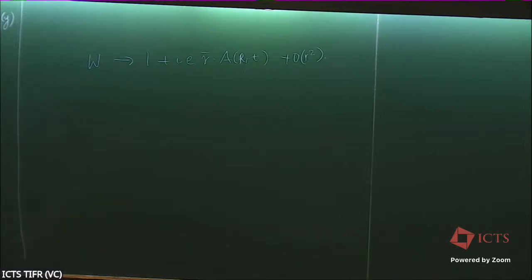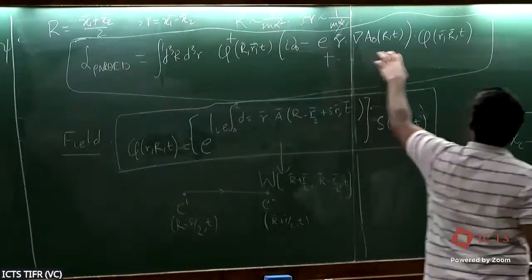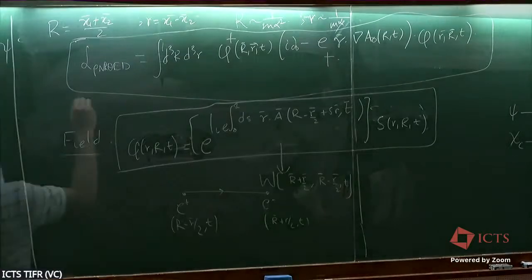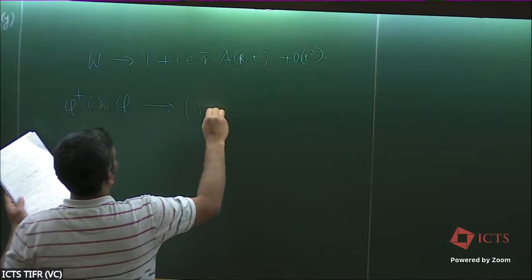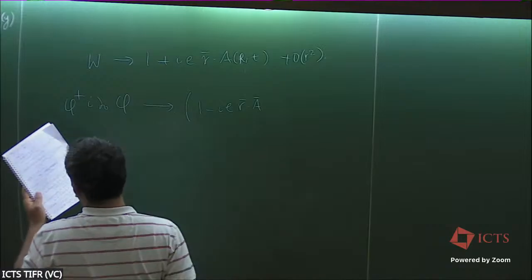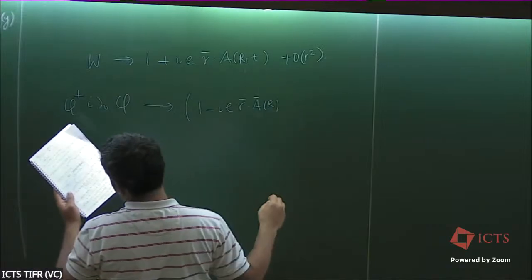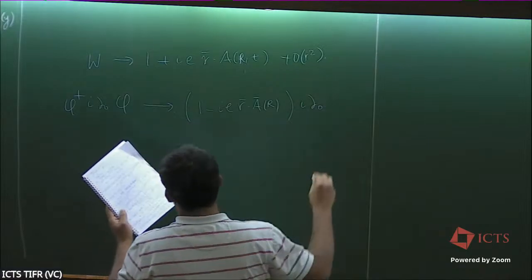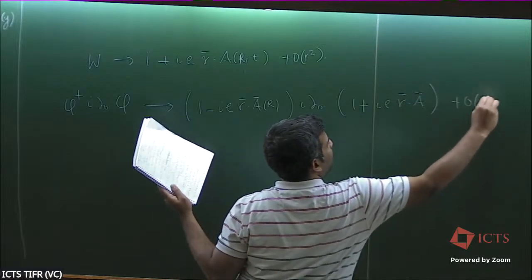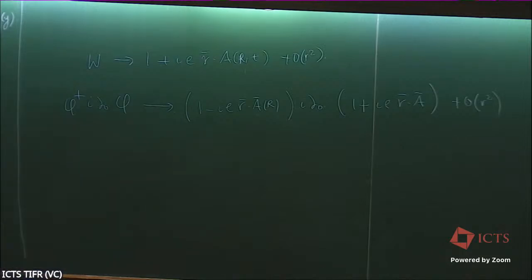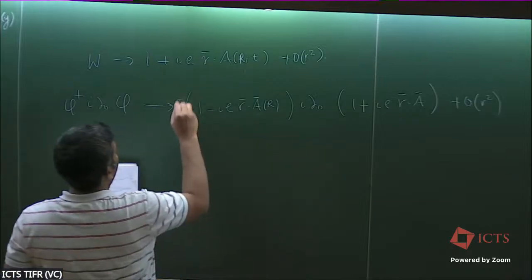So what is the first term that we have, which is phi dagger i del 0 phi. So phi dagger i del 0 phi would go as 1 minus i e r dot A. So A now depends only on the center of mass coordinate. Let me just keep on writing so that it's clear. So 1 plus i e r dot A plus order r square. Fine. I did nothing else. I just expanded the Wilson line and substituted this relation. There is a singlet field, sorry. So S dagger S.